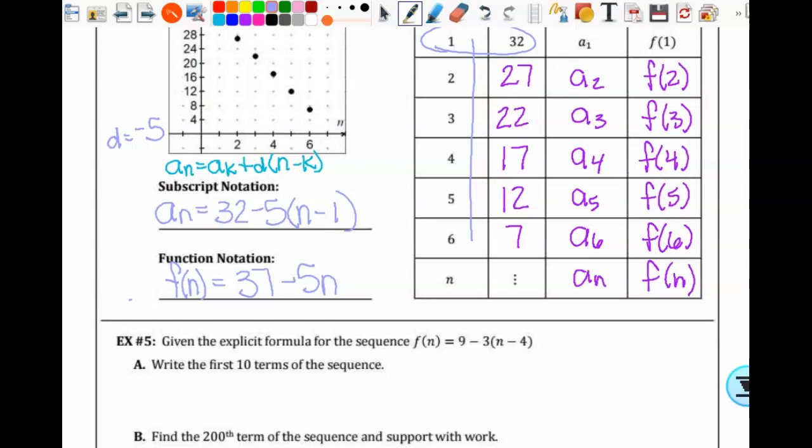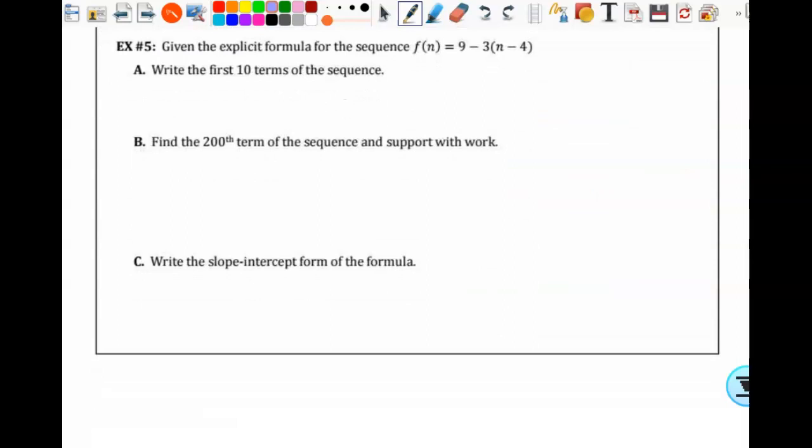Okay. So now, given the explicit formula for this sequence, they gave me the formula, we want to write the first 10 terms of the sequence. Right, so we're going to put a little set notation. If I want the first term, that's going to be f of 1. That's equal to 9 minus 3 times 1 minus 4. So it's going to be 9 minus 3 times, what's 1 minus 4? Negative 3. So it's going to give me 0.